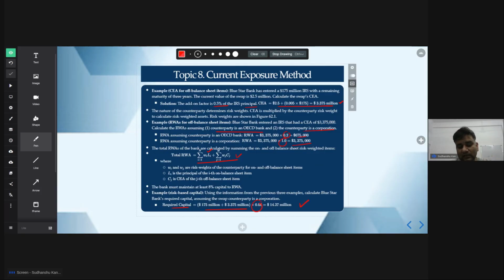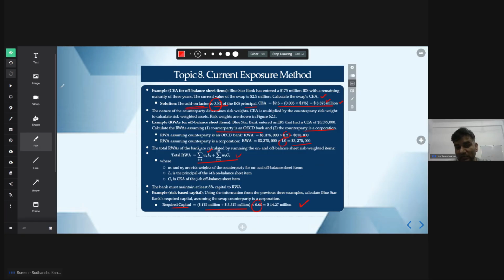Please understand very clearly that Blue Star Bank has entered a 175 million interest rate swap with a remaining maturity of 3 years. The current value is $2.5 million. You calculate the swap CEA. You take 0.5% as per the table: 2.5 plus 0.5% of 175, which is 3.375, because this is the add-on factor, right?